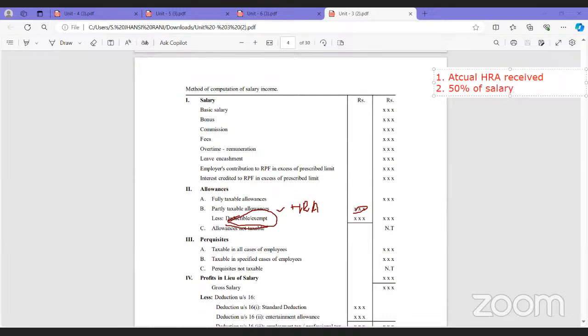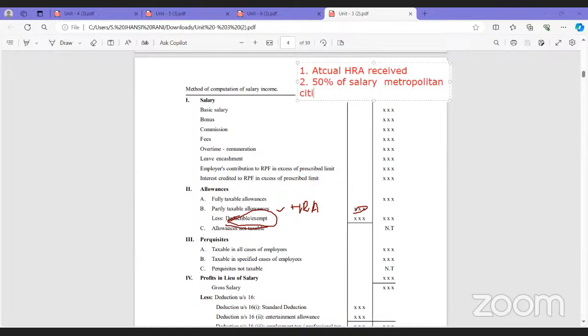50% of salary, that too only for metropolitan cities. Then what are those metropolitan cities? We have four metropolitan cities: Chennai, Mumbai, Kolkata and New Delhi. And for other cities, other than metro or other places, it is 40% of salary.